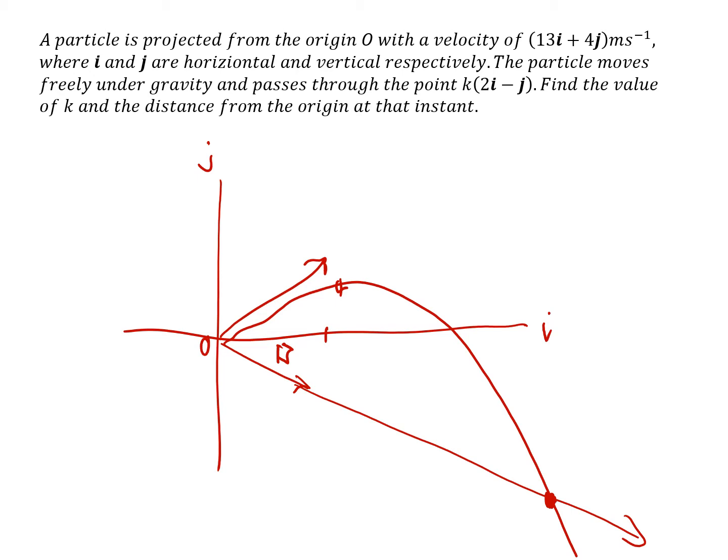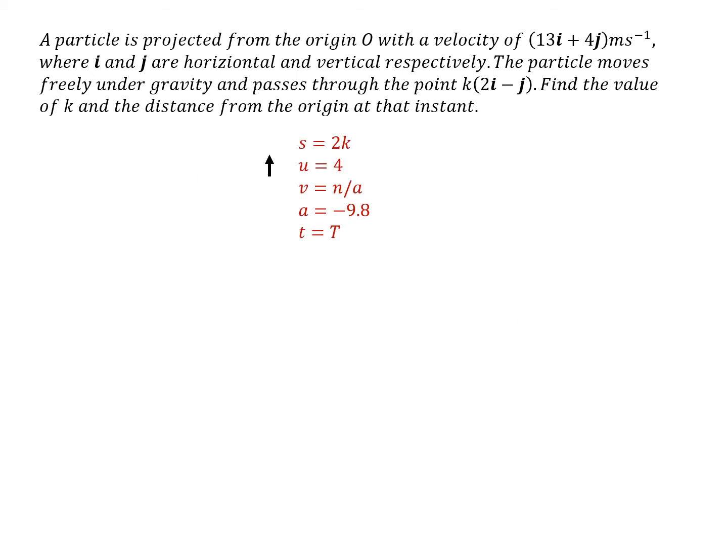So I need to look at the horizontal and vertical motion of the particle separately, and then somehow find a way of joining them together to find the single solution where they meet. If we look at the vertical direction first, then we know that the displacement is going to be 2k at the point where the horizontal and vertical components of the motion meet. The initial velocity is 4, because that's the j component of the initial velocity, and I'm looking at the vertical direction here. Not interested in the final velocity, and the acceleration is minus 9.8. The point at which they meet, I'm calling the time capital T.